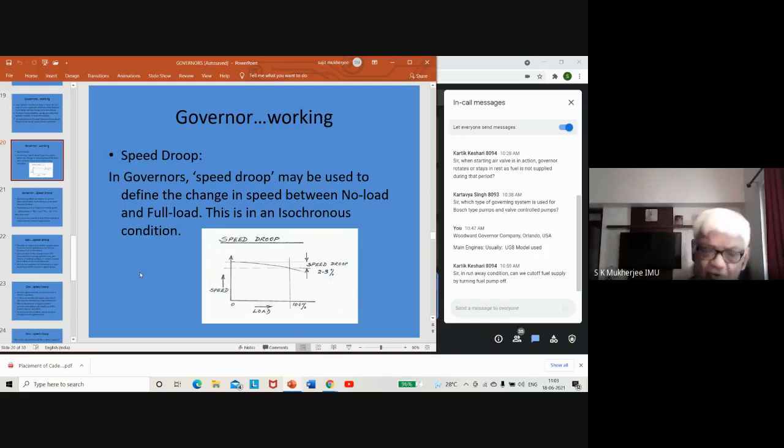Until all this fuel is consumed, the engine is not going to stop. So you need to stop it instantaneously, as quickly as possible. And the quickest mode of stopping it is cutting off the fuel pump, which will cut off the fuel instantaneously.